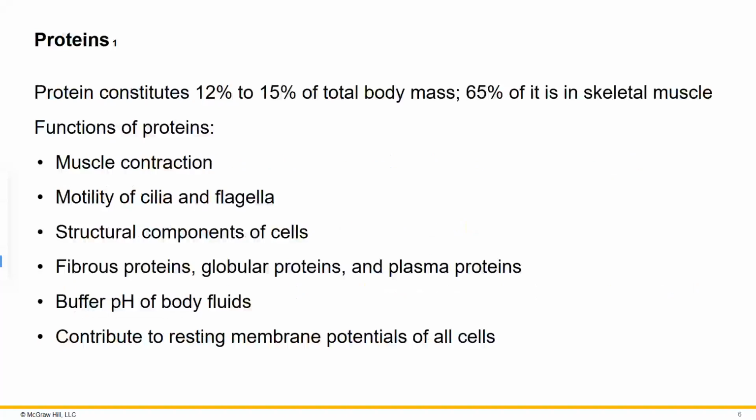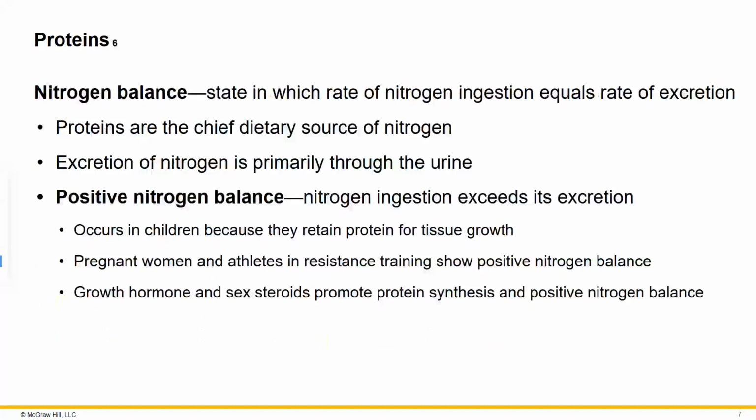And protein constitutes 12 to 15% of total body mass. 65% of it is in skeletal muscle. Functions would be muscle contraction, motility of cilia and flagella, structural components of cells, fibrous proteins, globular proteins, and plasma proteins. Buffer pH of body fluids and contribute to resting membrane potentials of all cells.